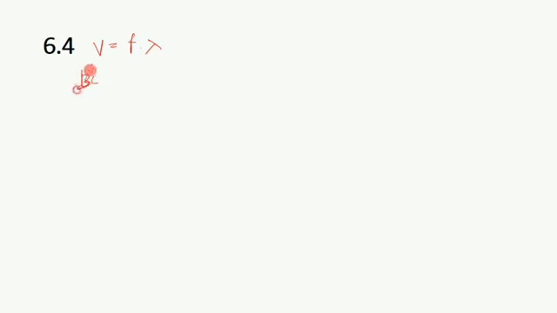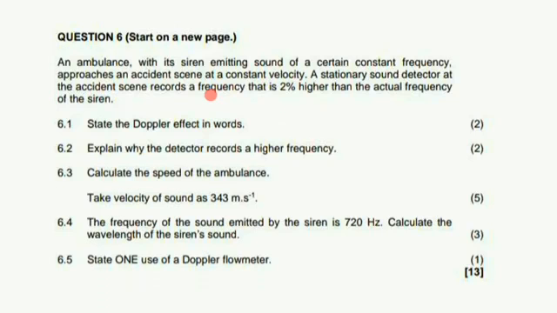So we have 343, and then this is 720, and then lambda here, so we can divide both sides by 720, and then our wavelength will now be 0.48 meters rounded off to 2 decimal places. So yep. Then 6.5 says state one use of Doppler flow meter.